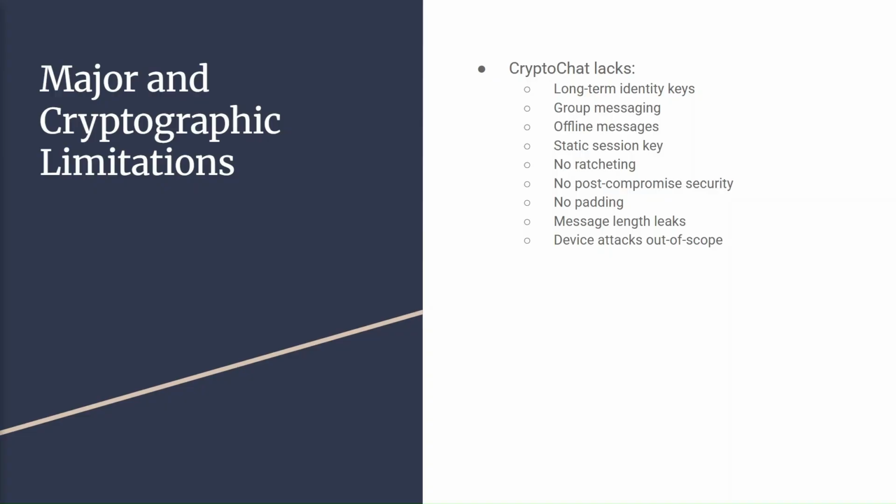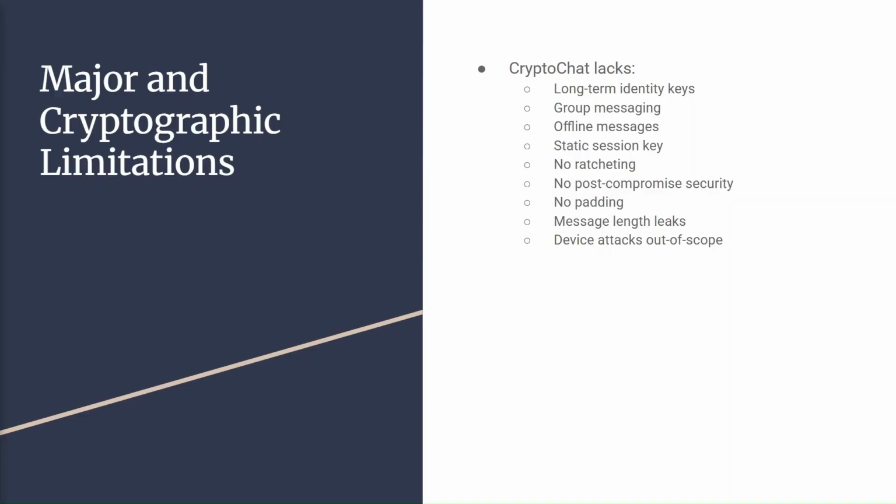The second limitation is the lack of group messaging. Group chat requires complex group key agreement protocols. Adding this would require sender keys or something like the MLS, Messaging Layer Security, protocol, which is far beyond the scope of our current implementation.